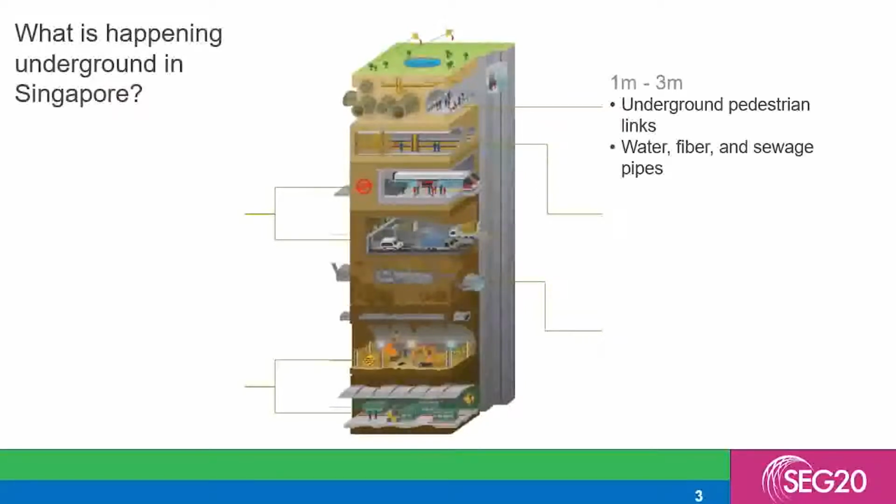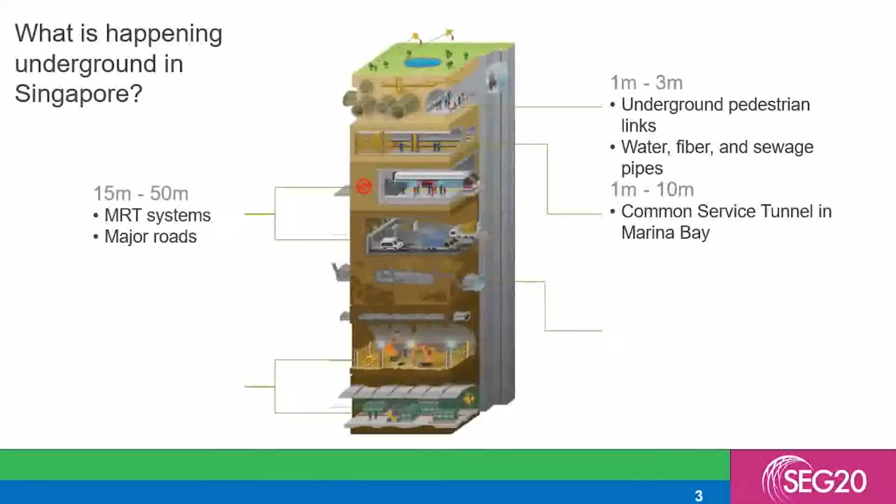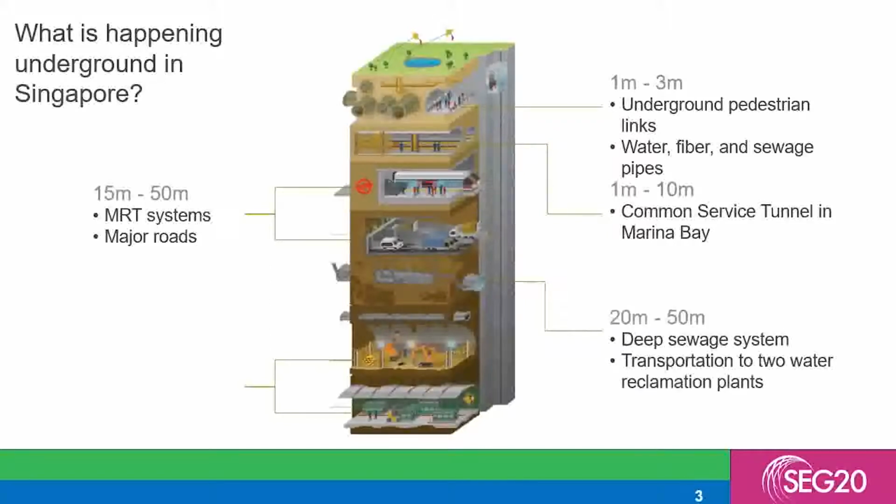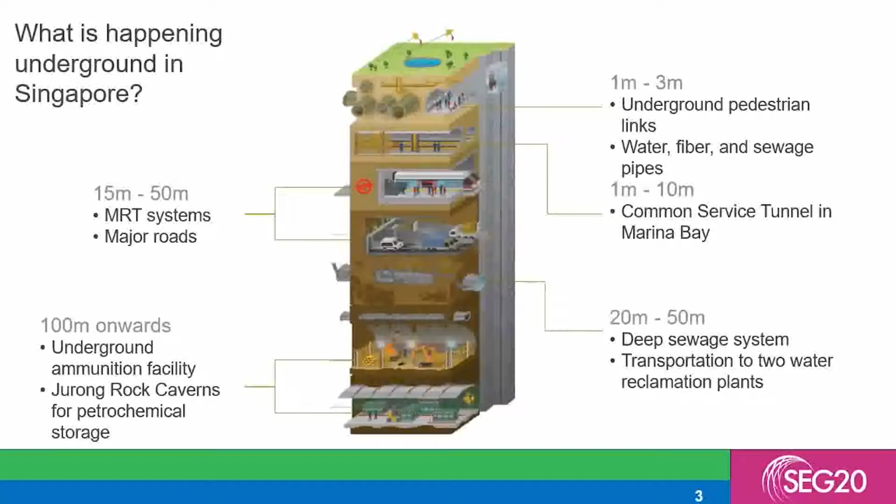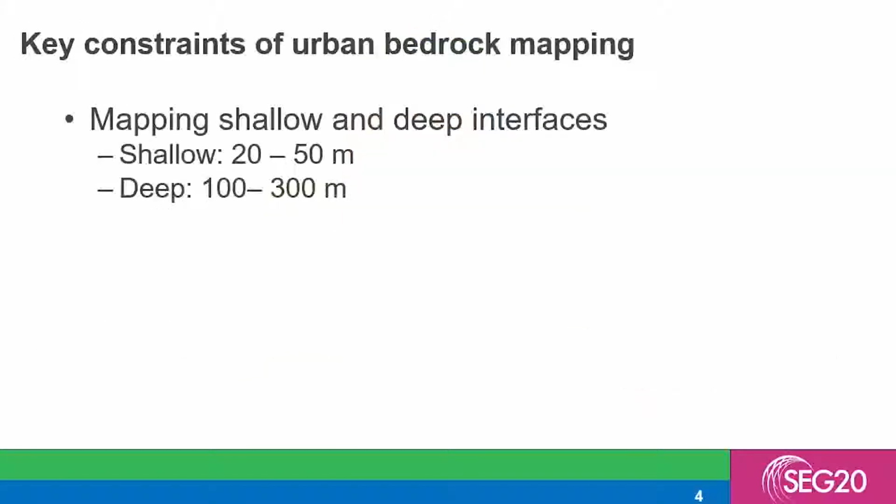In the shallower part, we have different kinds of pipes and tunnels for both water and fibers. From 15 to 50 meters, we have the MRT system and major roads. And for the deeper area, we have deep sewage systems and underground storage facilities. So there's a lot going on in Singapore, and it is all moving toward underground.